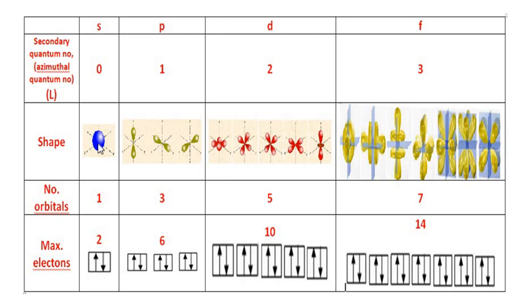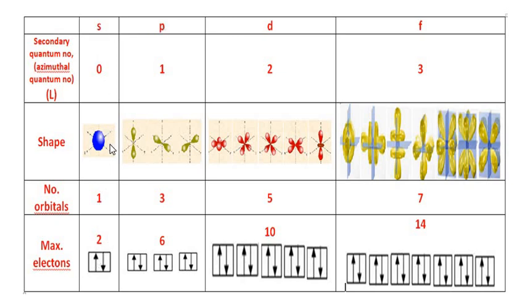The shape of the s orbital is spherical, as it is clear here. The shape of the p orbitals is pear-like. The shape of the d is complicated, 5 orbitals. The shape of the f orbitals, 7 orbitals, very complicated. One orbital only, 3 orbitals, 5 orbitals, 7 orbitals. These are the number of orbitals in each sublevel.